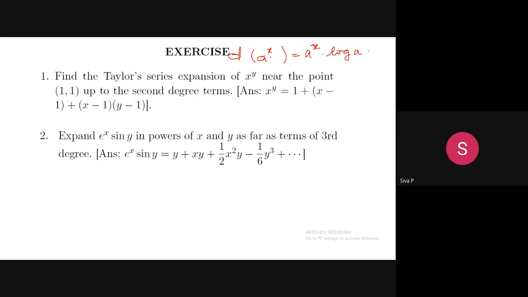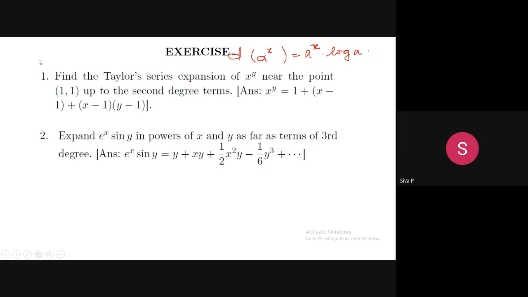Did you copy that? Yes. Any others who didn't complete? Completed? Yes, sir. Find the Taylor series expansion of x power y near the point 1, 1 up to the second degree terms. Expand e power x sin y in powers of x and y as far as terms of third degree. Okay.